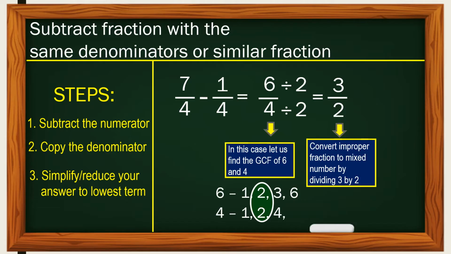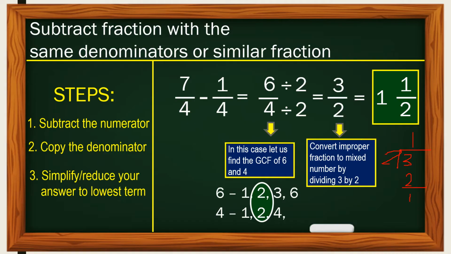So we need to reduce into lowest term by dividing 3 by 2. So let us perform. So 3 divided by 2 is equal to 1. 1 times 2 is equal to 2. Then 3 minus 2 is equal to 1. So our final answer is 1 and 1/2. That is our final answer.